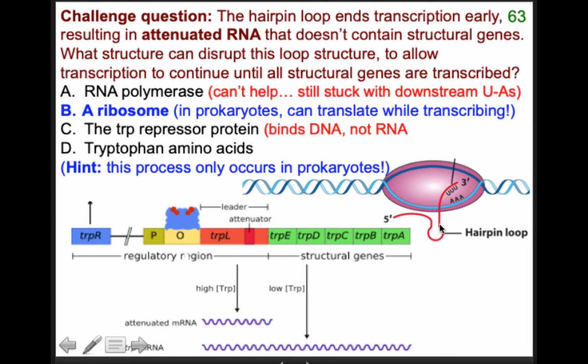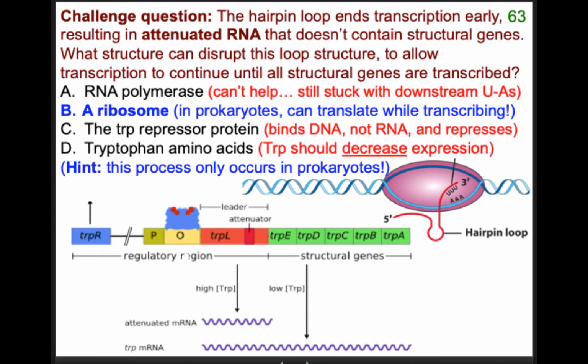Just to go over the remaining wrong answers: the repressor protein is not going to help open up the RNA because it binds the DNA instead, so it's the wrong type of target. Also, the repressor protein represses gene expression, so it's not what we're looking for when we're trying to increase full gene expression. Also, tryptophan amino acids themselves shouldn't be opening up the hairpin loop, because if we have lots of tryptophan around, why do we want more complete transcription anyways?